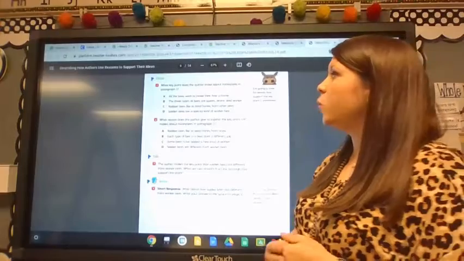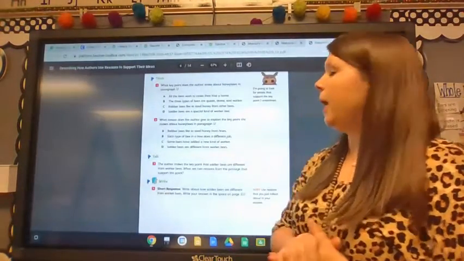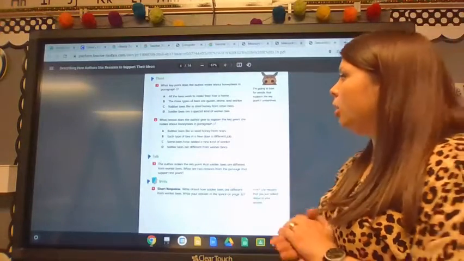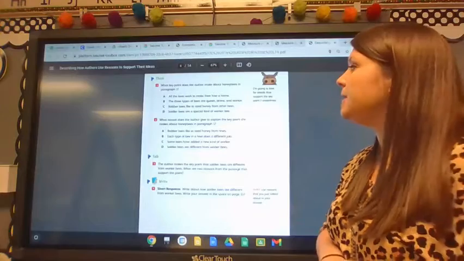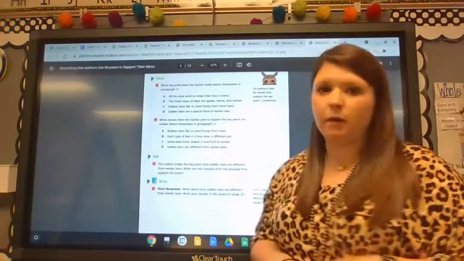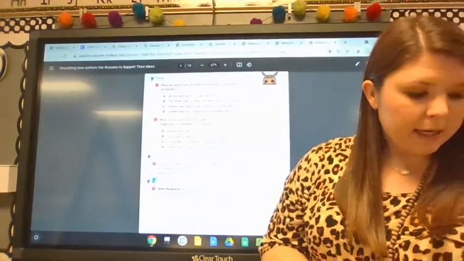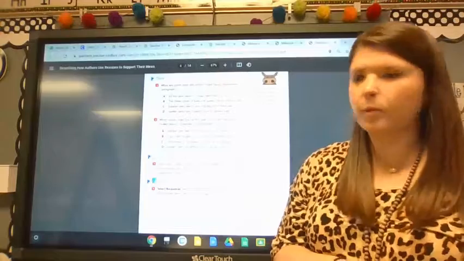Question number 1 says, what key point does the author make about honeybees in paragraph number 1? A, all bees work to make their hive a home. B, the 3 types of bees are queen, drone, and workers. C, robber bees like to steal honey from other bees. D, soldier bees are a special kind of worker bee. Well, I'm already looking and I'm already noticing that 2 of these facts were in paragraph number 2.